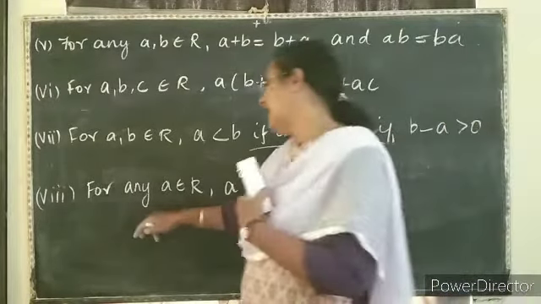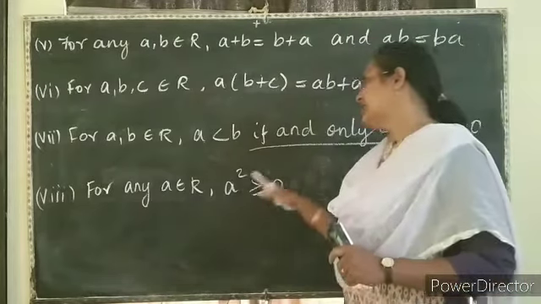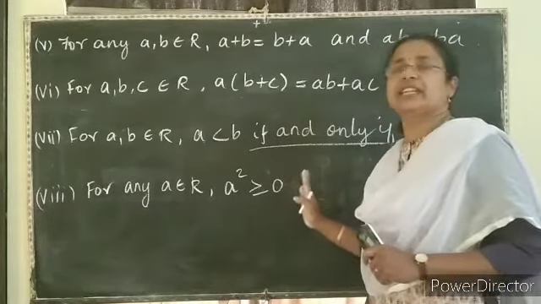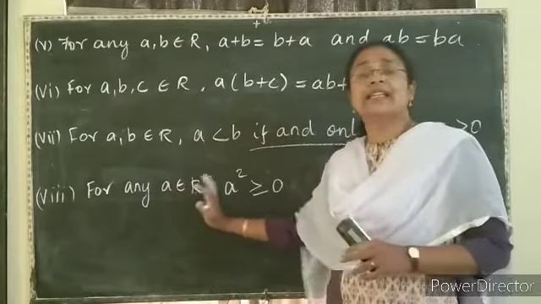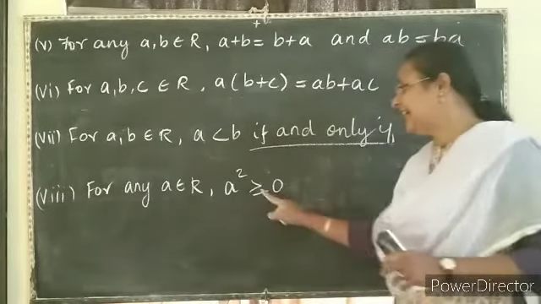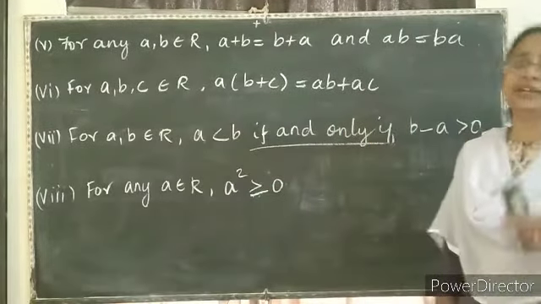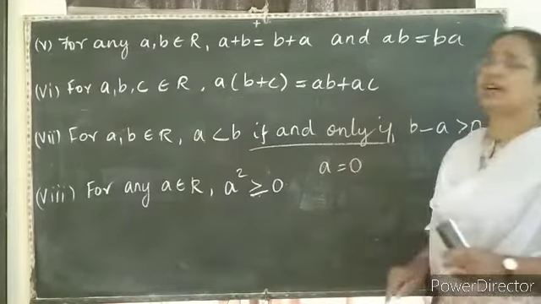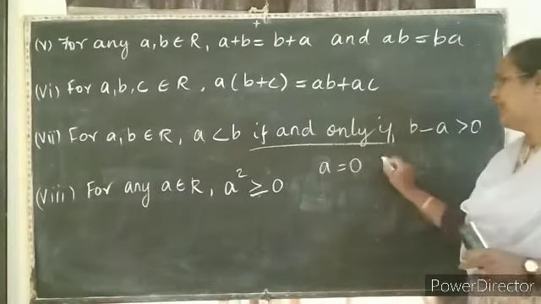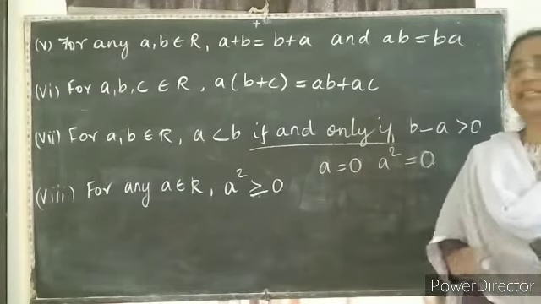Okay, now look into the next one. For any a belongs to R, a squared is greater than or equal to 0. So for whatever number of R, when we square it, it is greater than or equal to 0. Greater than or equal to. That is very important, because if I take the value of 0, what will be a squared? a squared is again equal to 0. Isn't it? Okay.